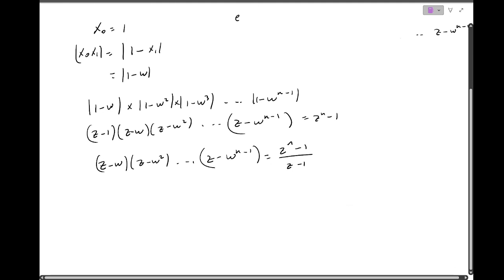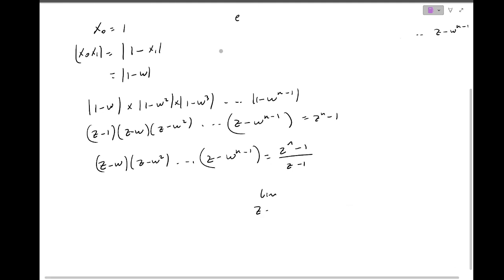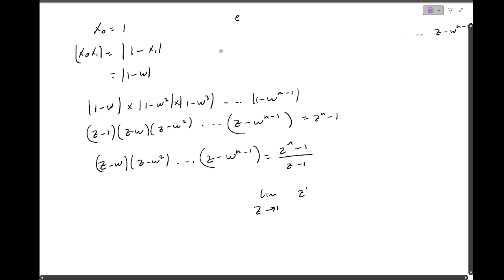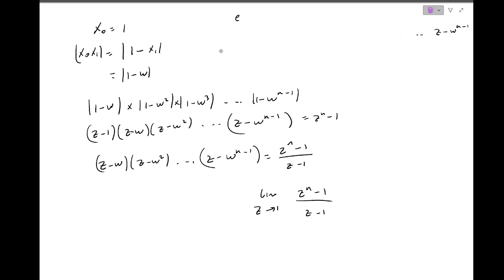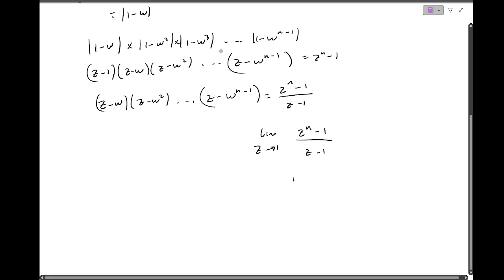But what we can do is essentially just take the limit of the right hand side as z approaches 1. And once again, because it's a 0 over 0 limit, we can use L'Hopital's rule and just take the derivative of the top and the bottom with respect to z. So what you end up getting is n z to the n minus 1 over 1. And then taking the limit as z approaches 1, which equals n. And that's the end of the question.